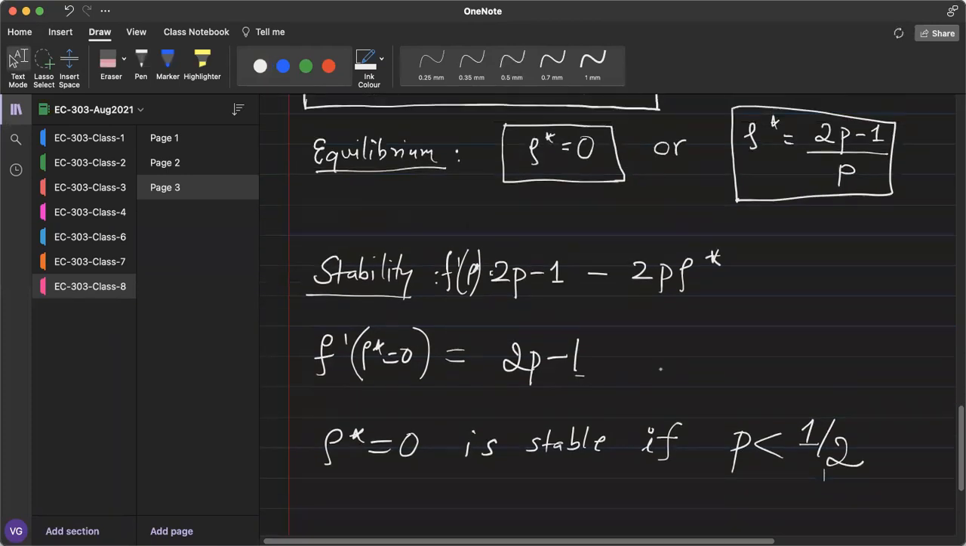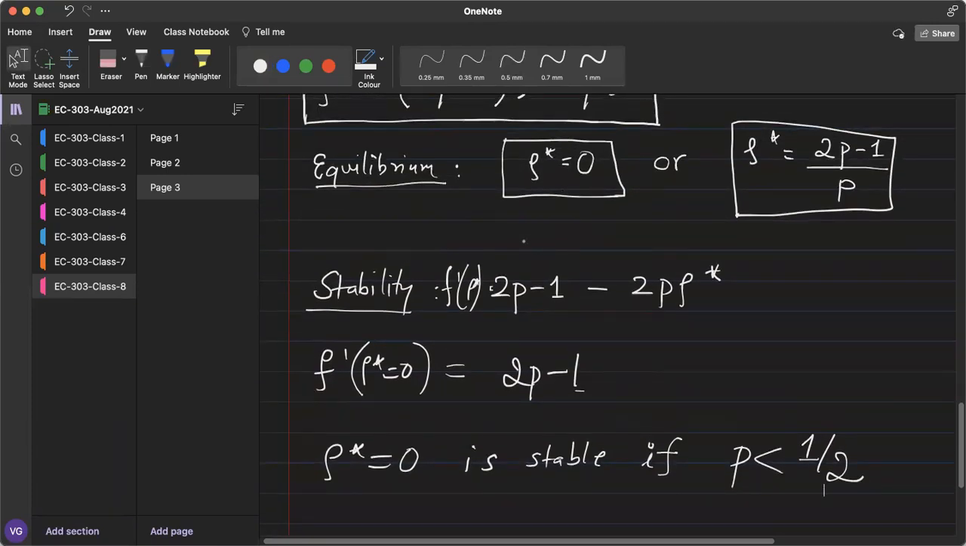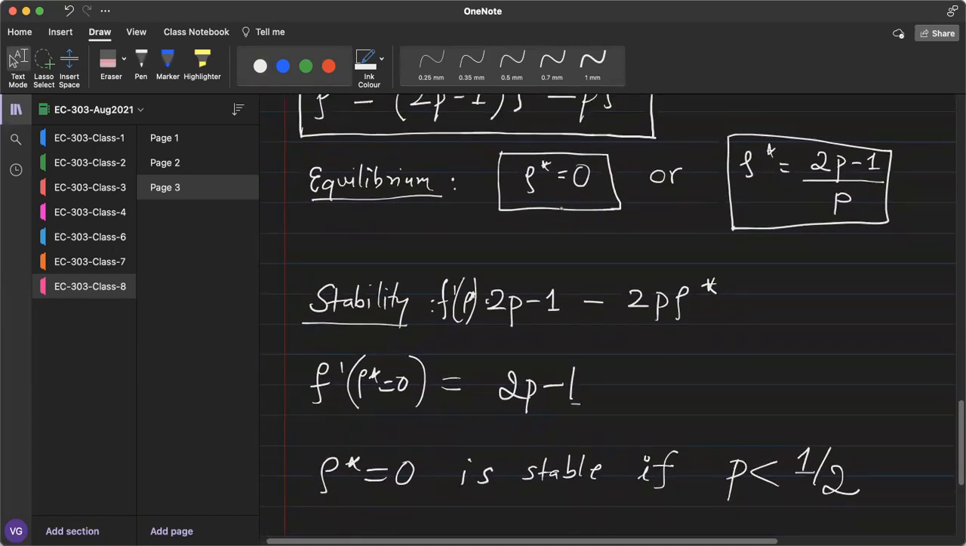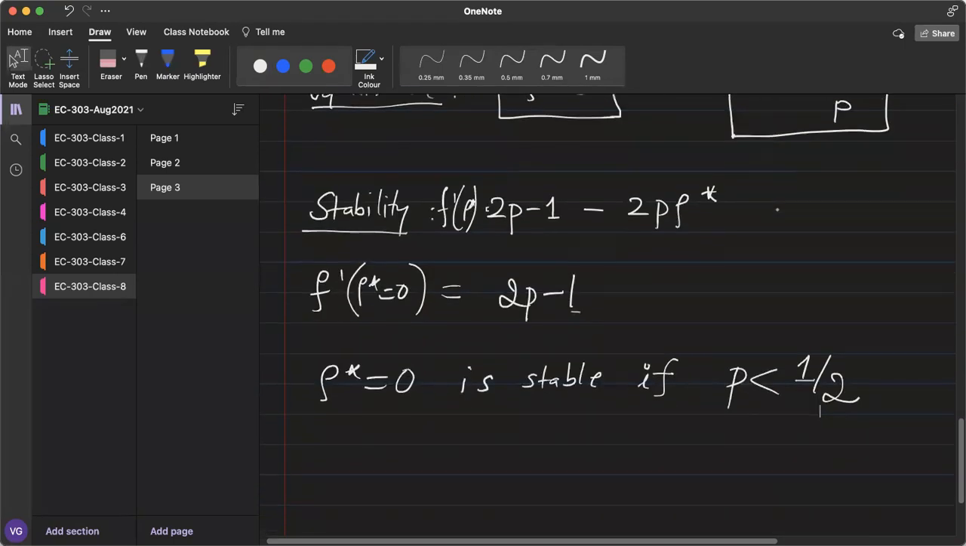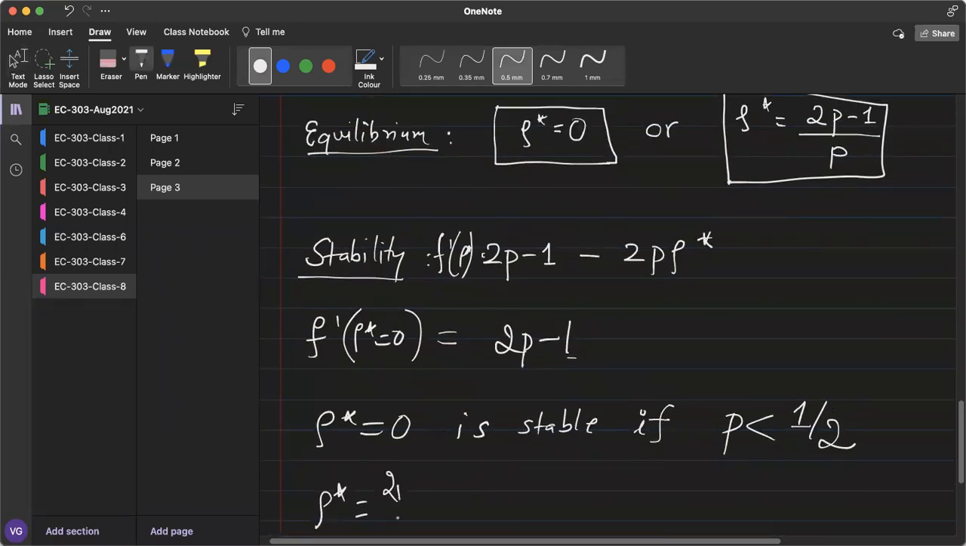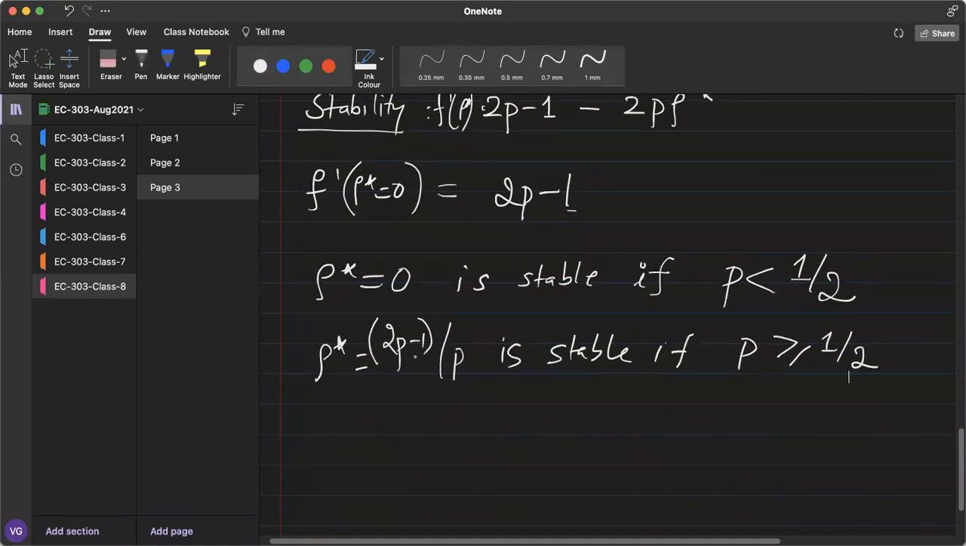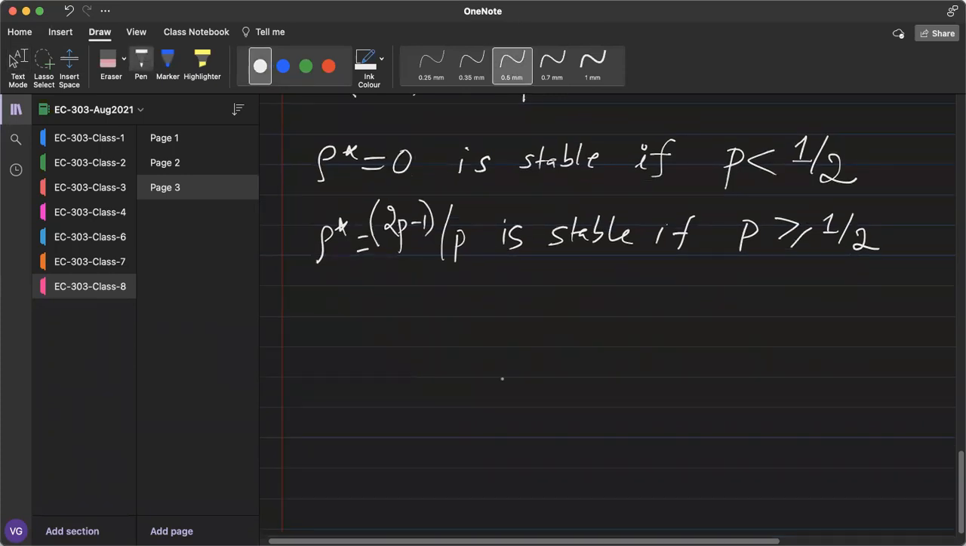So we can now guess without thinking. We know enough about ordinary differential equations and stability. If there are two equilibria and one of them loses stability, what happens to the other? The other now becomes stable. So I can say without doing any work that 2p minus 1 by p is stable if p is greater than half. And note that when p is equal to half, the numerator here is 0, so these two roots become identical. These two branches coincide when p is equal to half. So we can now try to plot this as a bifurcation diagram.